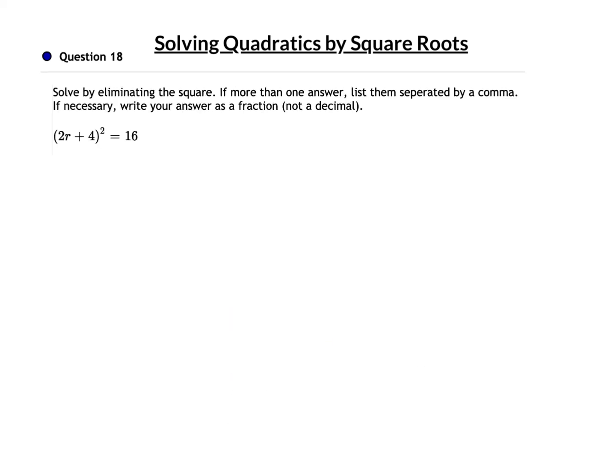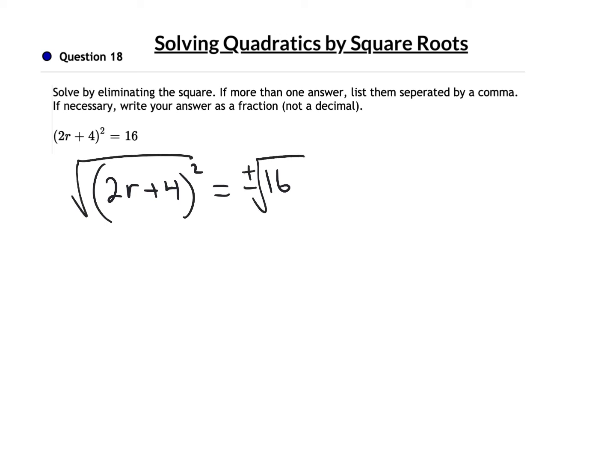Question 18. 2r plus 4 squared equals 16. To get rid of that square, take the square root of both sides, put a plus or minus on the other side. This becomes plus or minus 4. The square and the square root are inverses of each other. They eliminate each other. We get 2r plus 4 equals plus or minus 4.